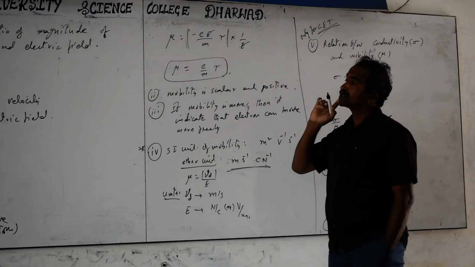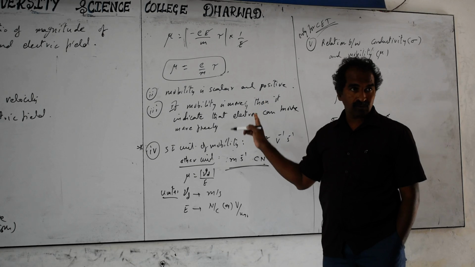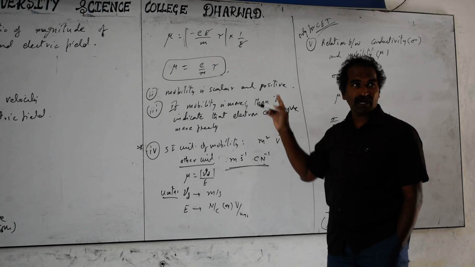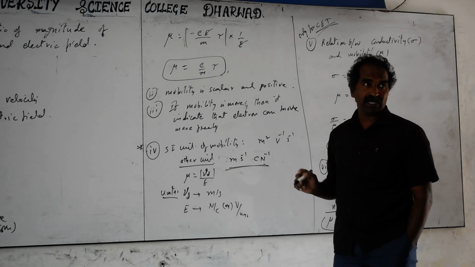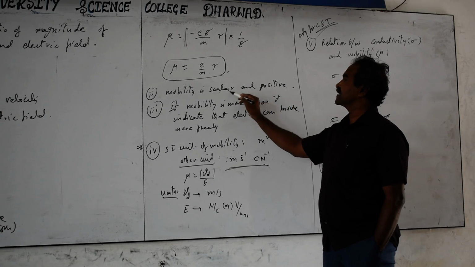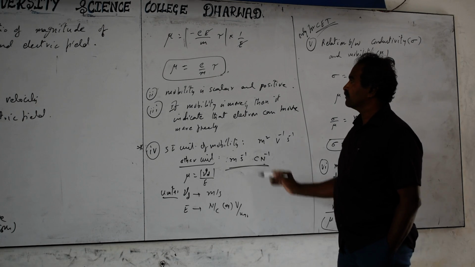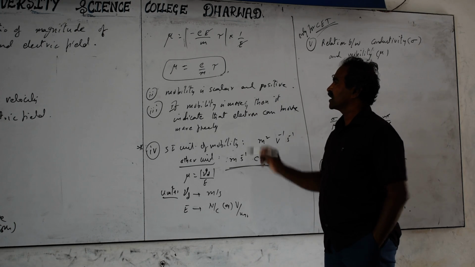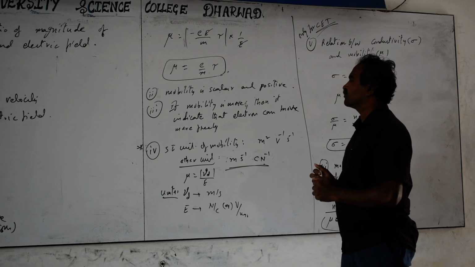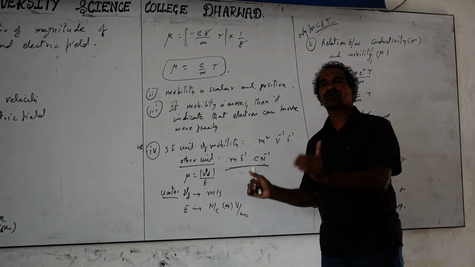One question they will ask in the PU theory exam is: does mobility depend on the electric field? The answer is no. The formula is there, but actually it does not depend on the electric field, because the electric field is also present in the expression of drift velocity. Next, mobility is a scalar quantity and is always positive, since I take the modulus. If mobility is more, it indicates that the electron can move more freely. More mobility, more freely. Less mobility indicates difficulty to move.